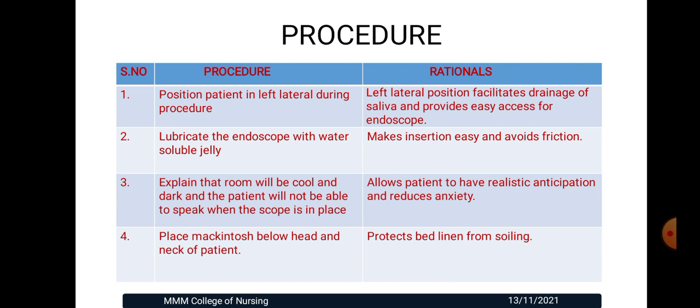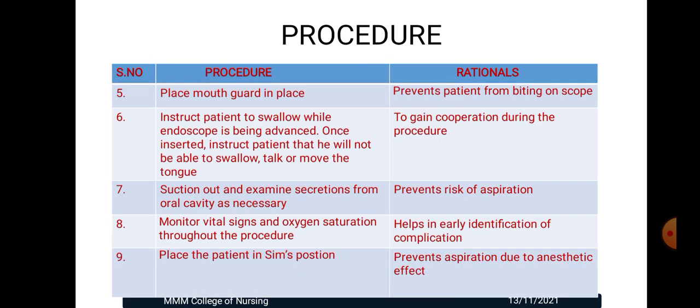And explain that the room will be cool and dark, and the patient will not be able to speak when the scope is in place. Rationale, allow patient to have realistic anticipation and reduce anxiety. Place the Mackintosh below head and neck of the patient. Rationale, protect patient bed linen from soiling. And place the mouth guard in place. It prevents the patient from biting on the scope.